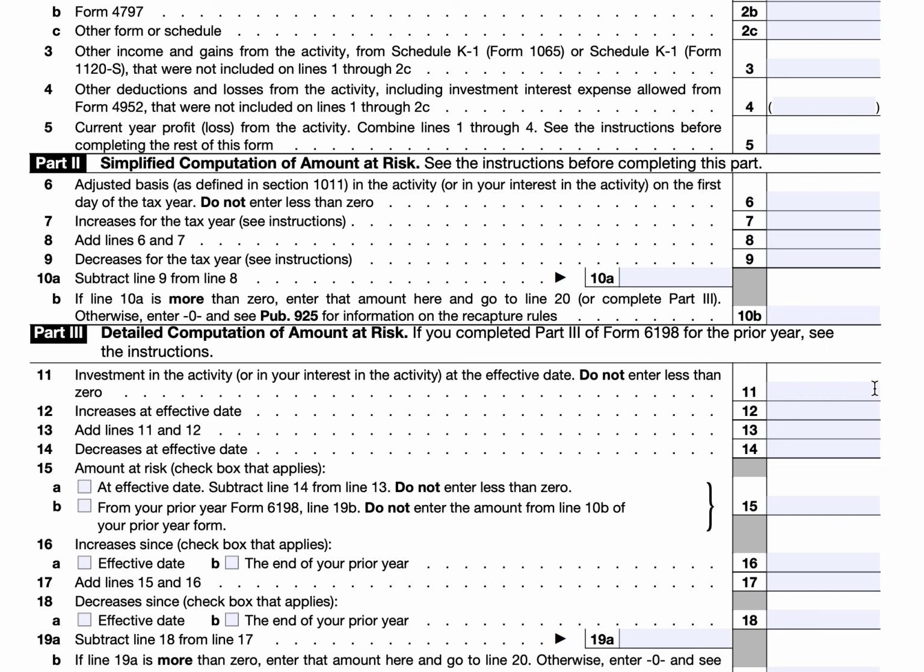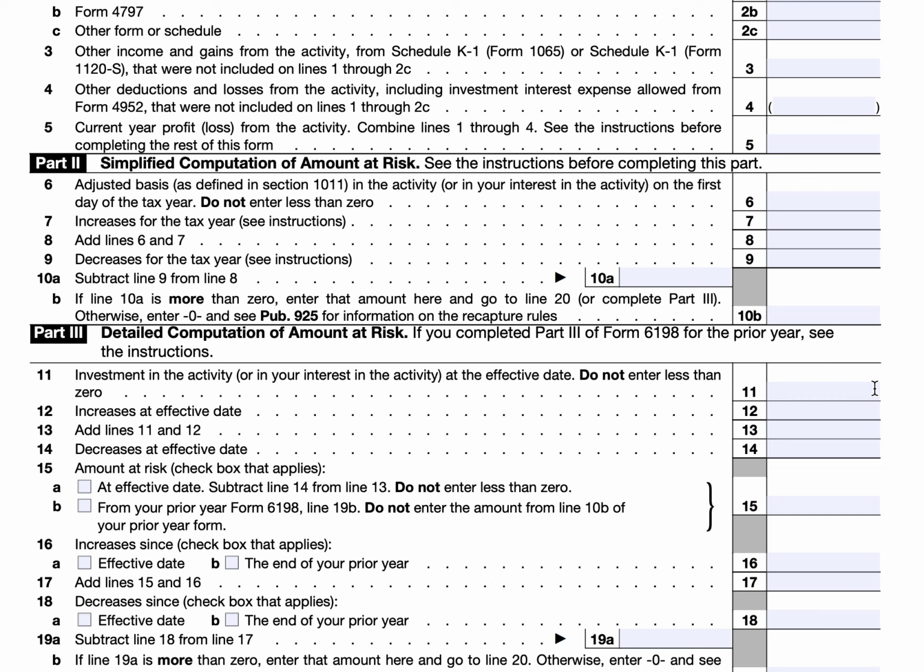So 1, non-recourse loans outstanding at the effective date used to finance the activity or finance property or to acquire your interest in the activity. 2, cash, property, or borrowed amounts that were protected against loss by a guarantee or stop loss or a similar arrangement. 3, amounts outstanding at the effective date that were borrowed from a person with an interest in the activity other than as a creditor or who is related.